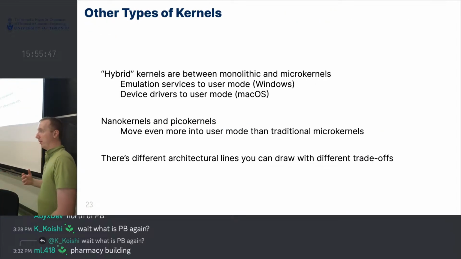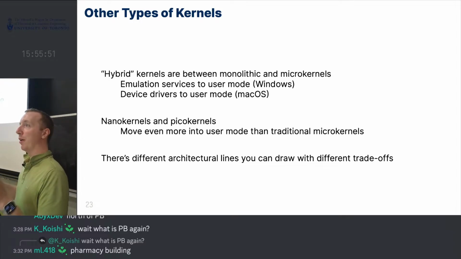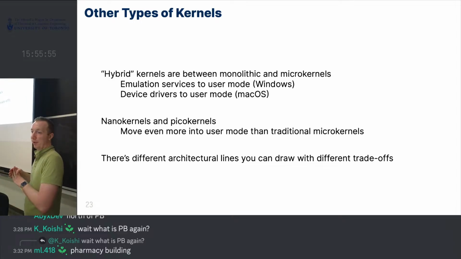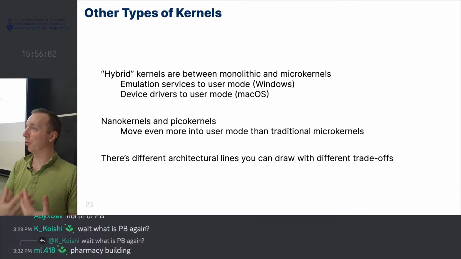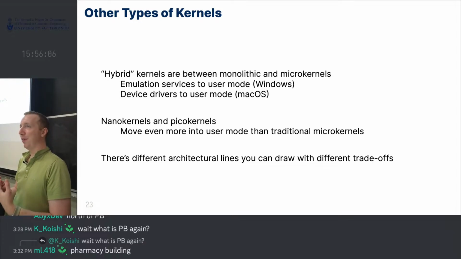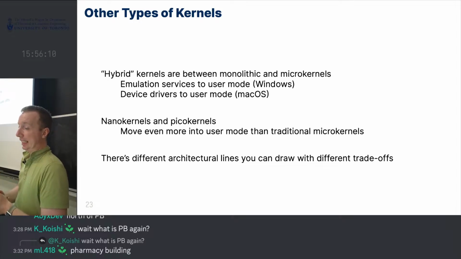And then kick everything up to normal application code that runs in user mode. There's all types of other kernels where they split that line. So there's hybrid kernels that are somewhere in between monolithic and microkernels. For example, Windows is a hybrid kernel because it has emulation services in user mode, like the old DOS stuff. Windows also had an HTTP server in kernel mode, which was kind of weird and a bad idea, but yeah.